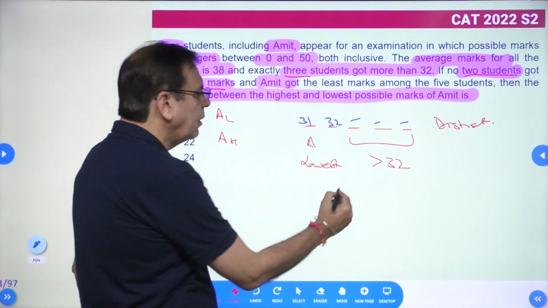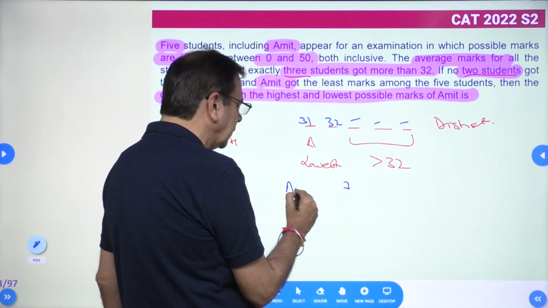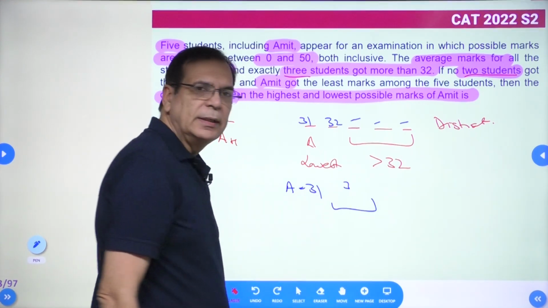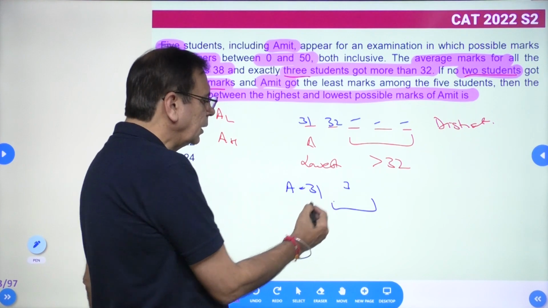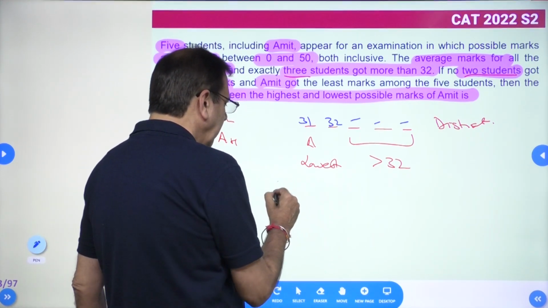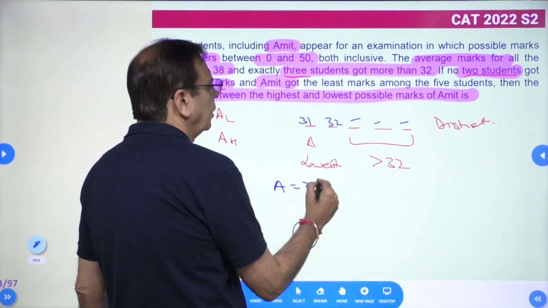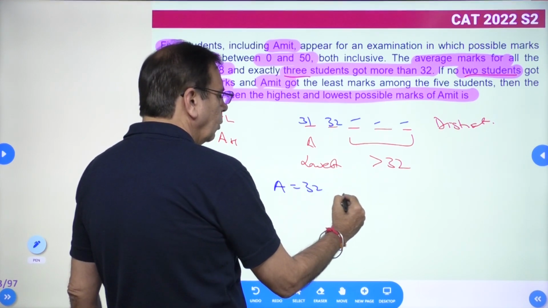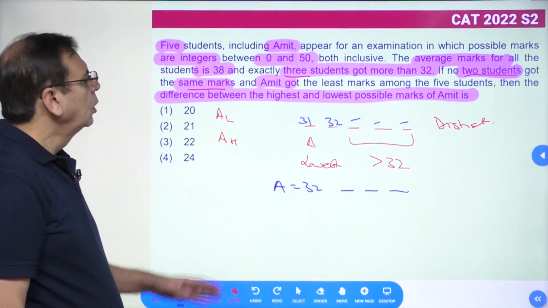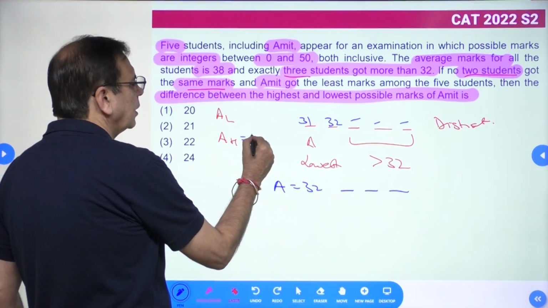No. Because if Amit is 32, my mistake, if Amit is equal to 32, then above him there can be only 3 people, because there are only 3 people who are more than 32. So the highest possible score for Amit is 31.